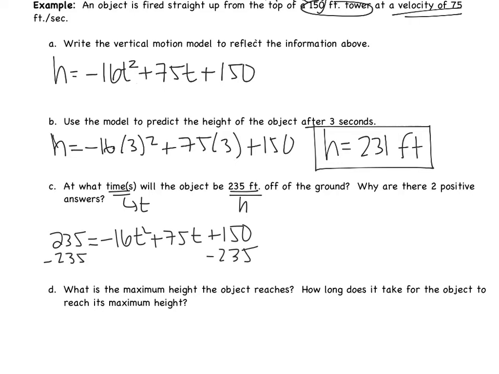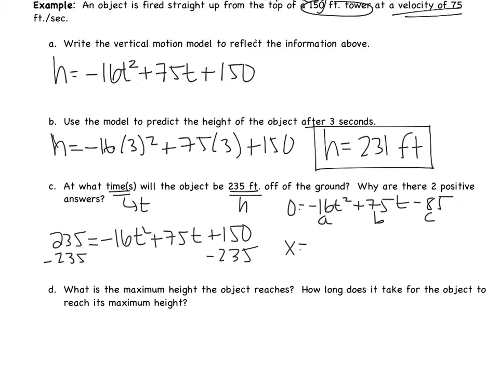When we do that, we get 0 equals negative 16 t squared, add 75 t minus 85. Now remember, you can only do the quadratic formula when your equation is set equal to 0, which is why we had to subtract the 235. Now in this case, our A is negative 16, our B is 75, and our C is negative 85.